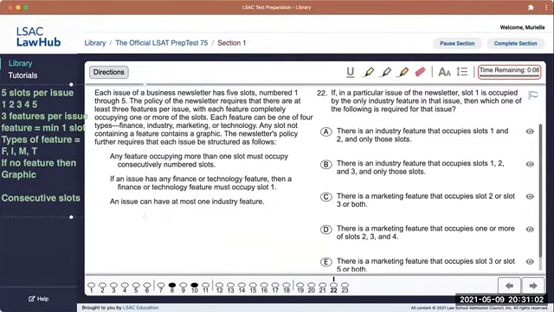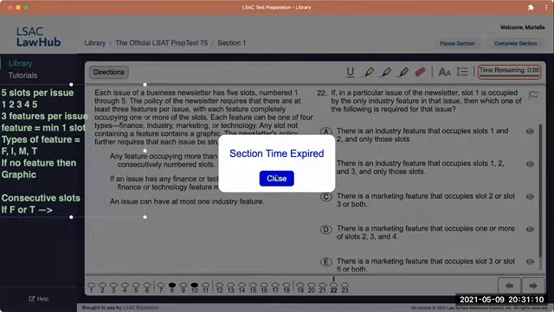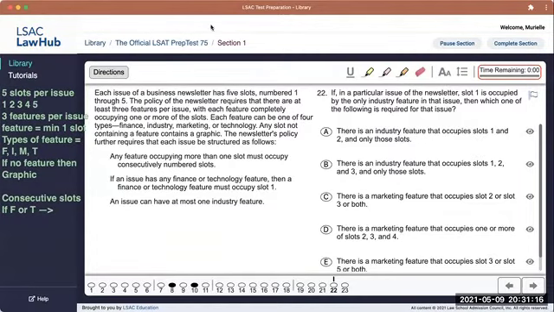If an issue has any finance or technology, so if F or T, then a finance or technology feature, sorry about that. Okay, get back in here. Then what's the consequence of that? Then we have to have a finance or technology in slot 1. So F is in 1 or T is in 1. So we could have finance in slot 5 and technology in slot 1, and that would satisfy the rule. That's fine.